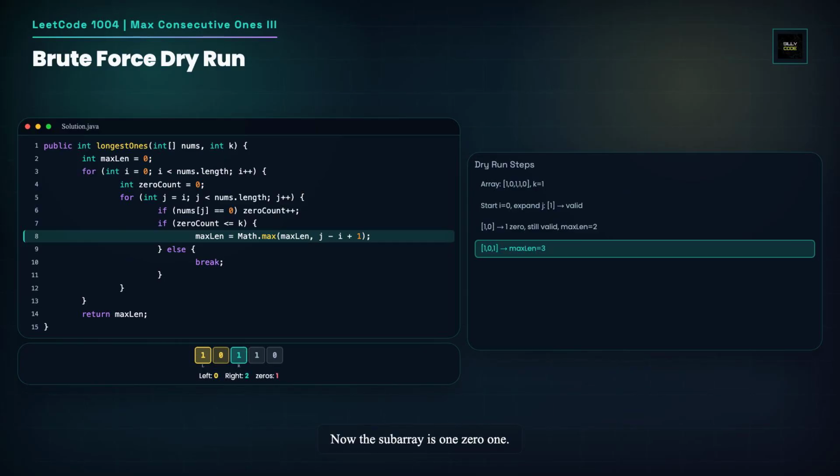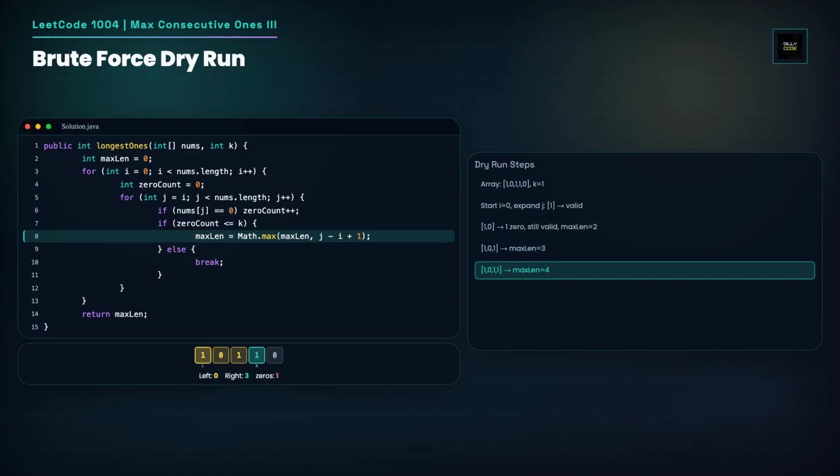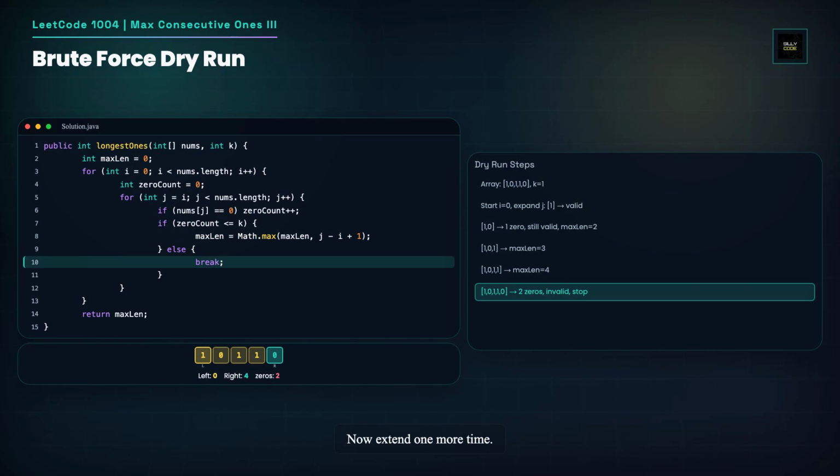Extend again. Now the subarray is 101. The zero count is still 1. So the window is still valid. The length becomes 3. Extend again. Now we have 1011. Again only 1 zero. So this window is valid. The length becomes 4. Now extend one more time. The subarray becomes 10110. Now the zero count becomes 2. But we're only allowed one flip. So this window is no longer valid.